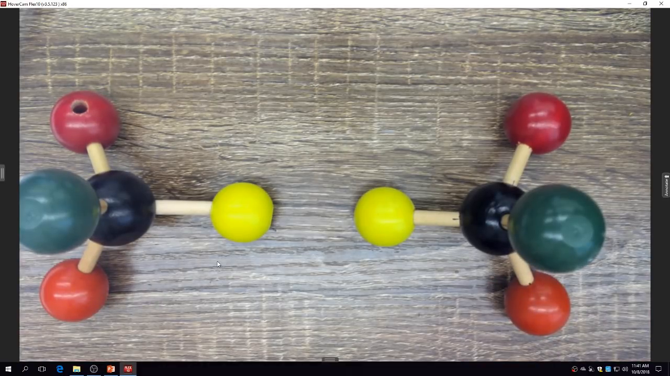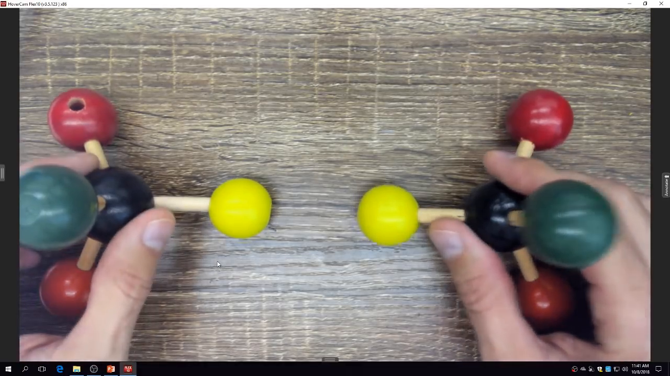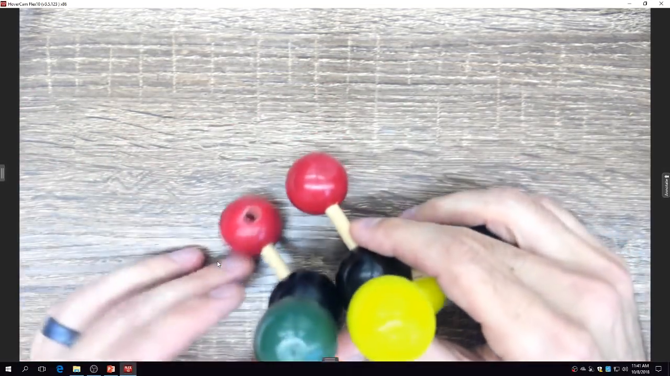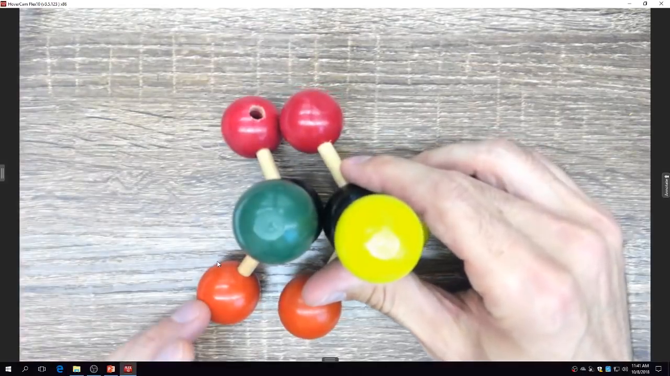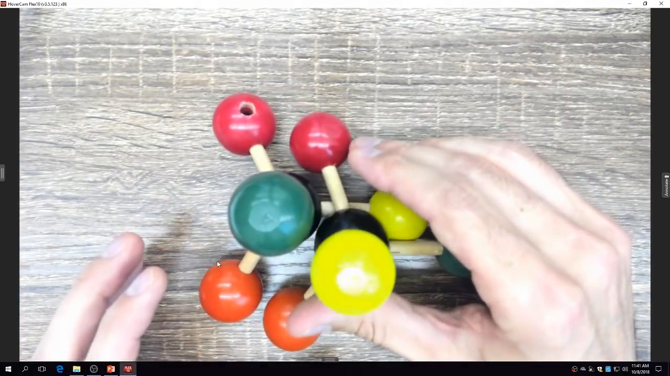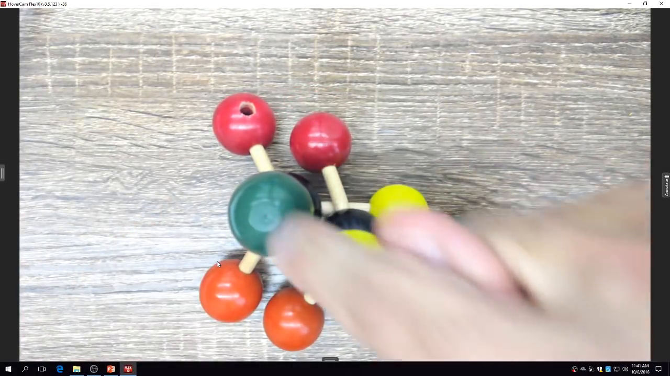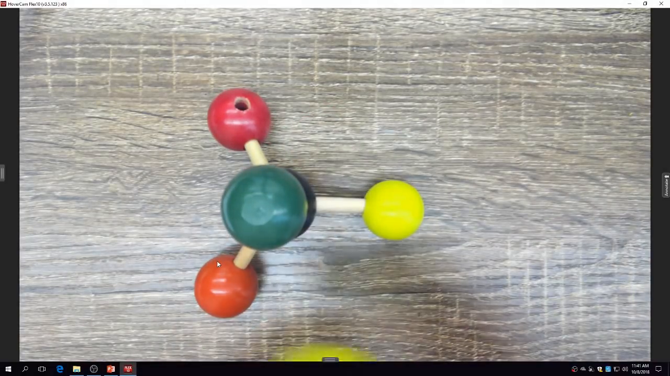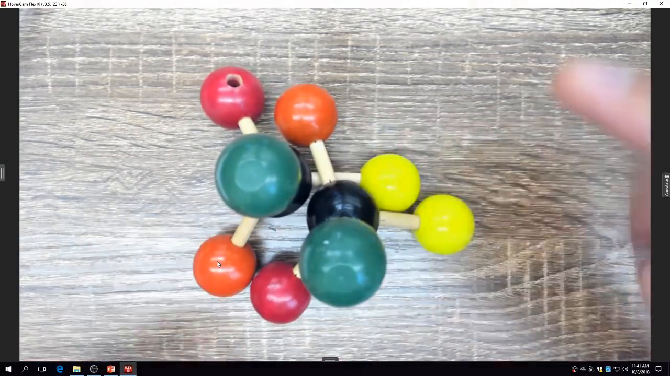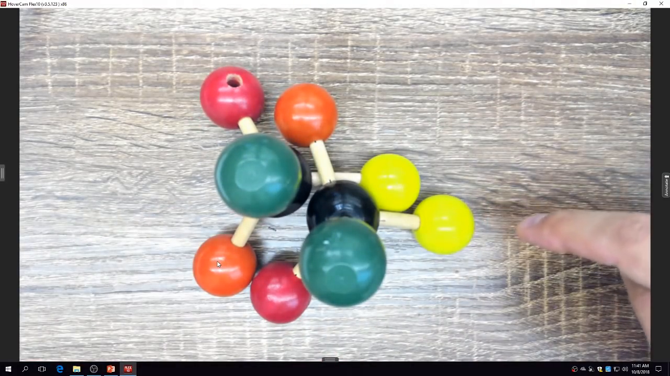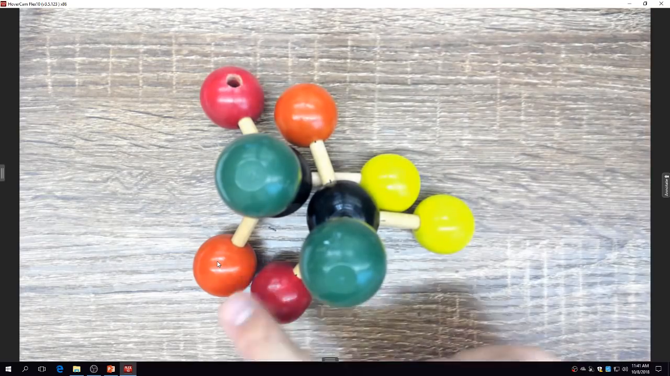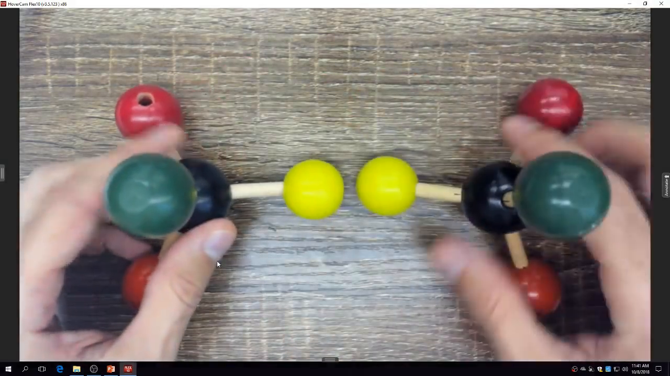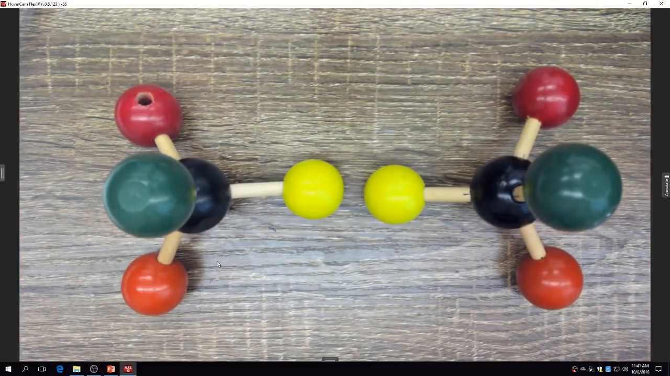Now, let's see if they're superimposable. All right? So all I want to do to superimpose them is line red up with red and orange up with orange. You'll notice that green and yellow don't line up. So let's line up green and yellow. All right? So now I line up green and yellow, and what you'll notice is red and orange don't line up. And no matter how I rotate this, if they are mirror images, they won't line up.